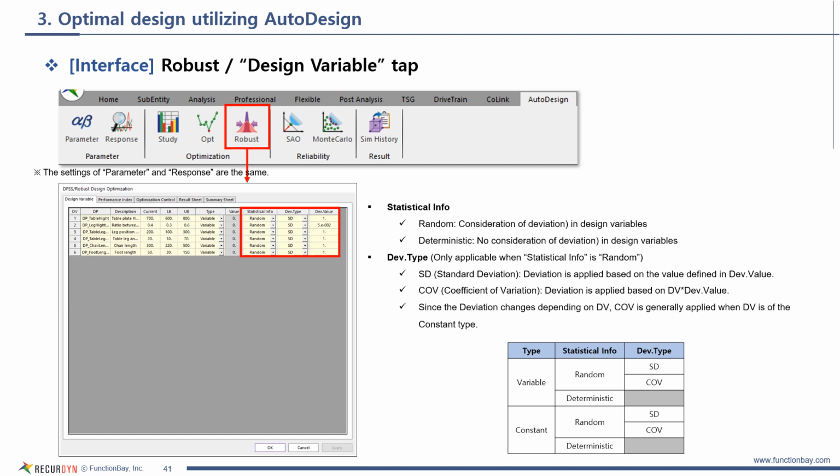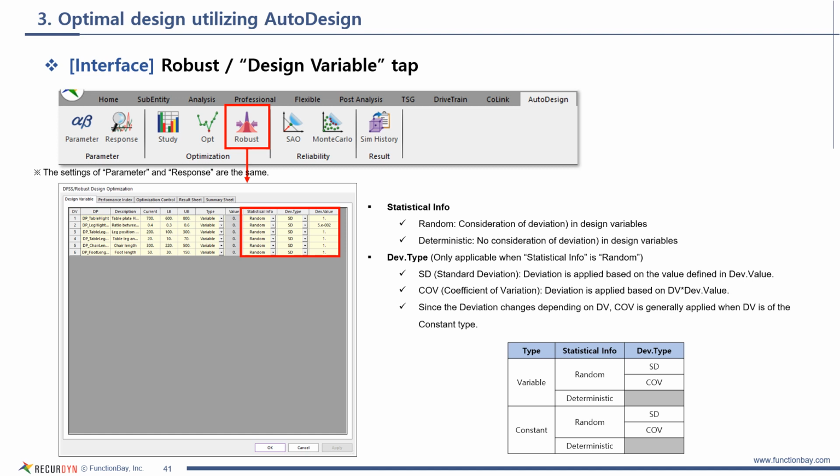Next, I will explain the method for robust optimization. The parameter and response are the same as previously explained. When you click on the robust icon at the top, a window for performing robust optimization will open. It is similar to deterministic optimization, but with a slight difference. Since robust optimization considers the deviation of design variables, you need to input information related to this.